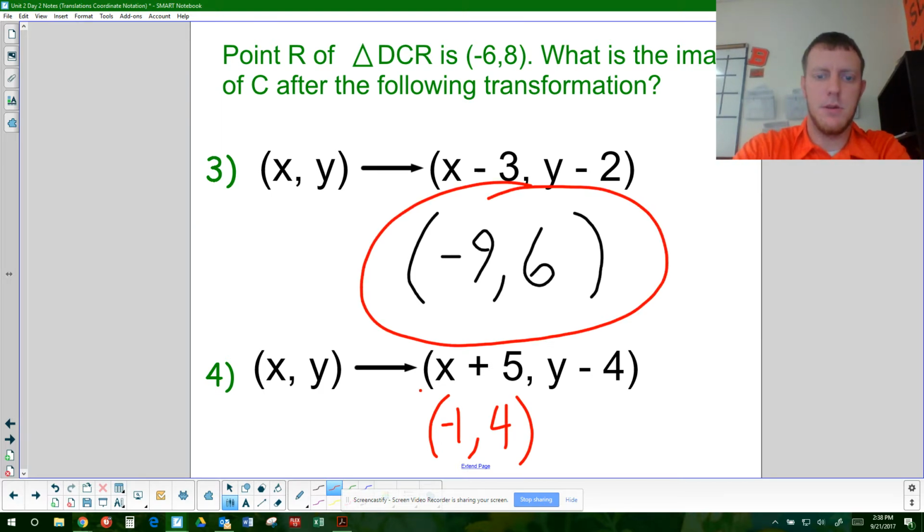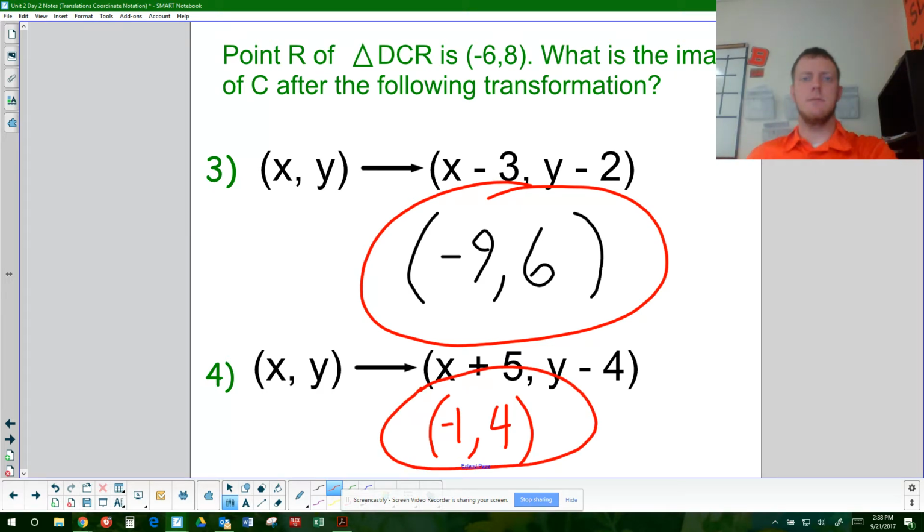So if you did number 3 and 4 correctly, those are your 2 answers. -6 and -3 is -9. 8 minus 2 is 6. And -6 and 5 is -1. And 8 minus 4 is 4. And that's translation coordinate notation.